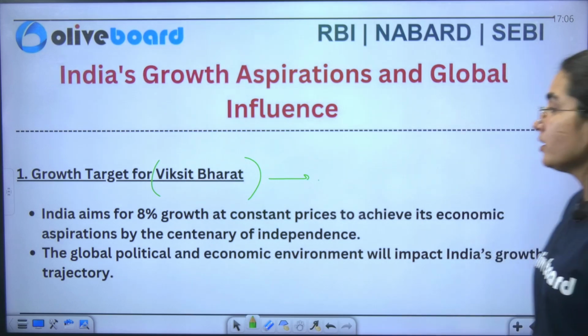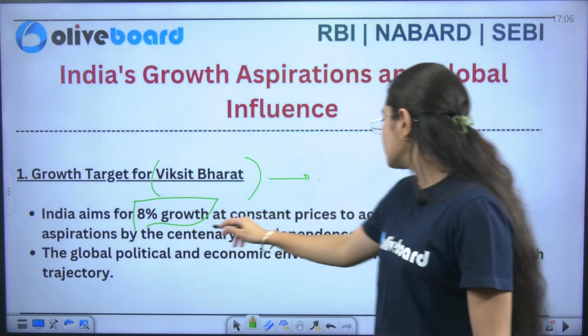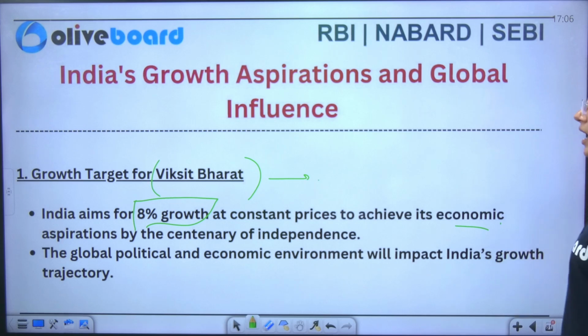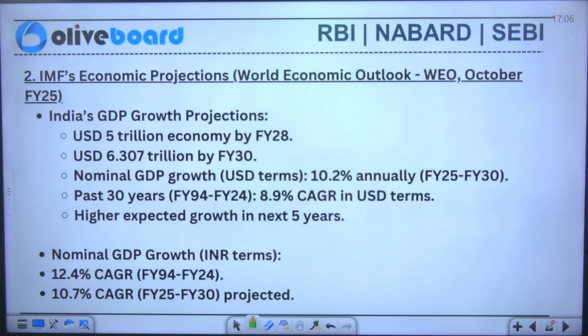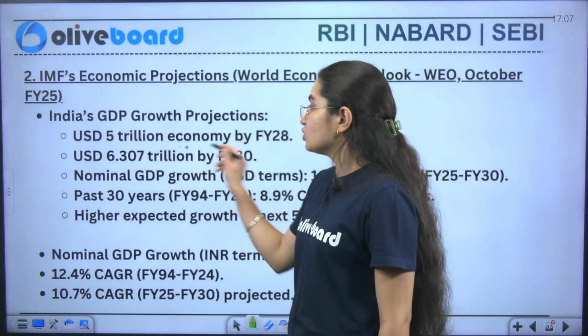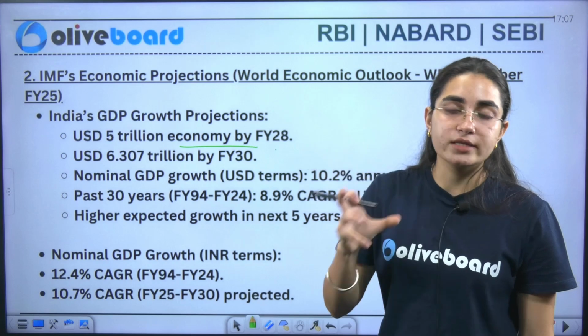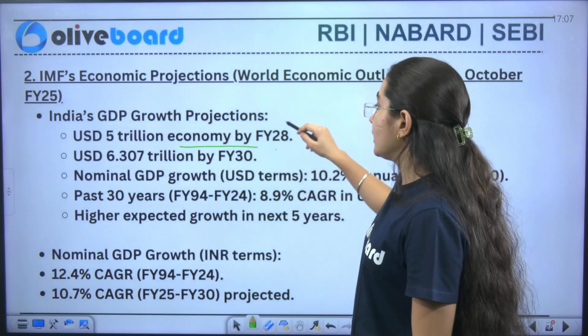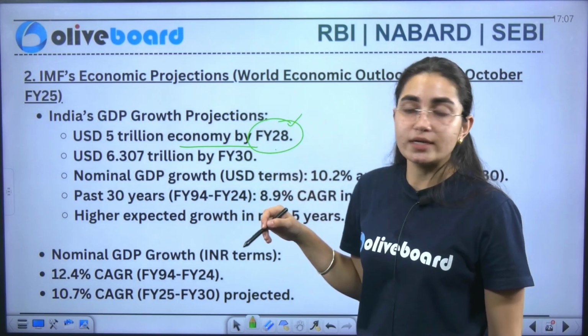So India aims for 8% growth at constant prices to achieve its economic aspirations by the centenary of independence, and the global political and economic environment will impact India's growth trajectory. Next, if I talk about the IMF's projection here, the World Economic Outlook, WEO October, financial year 2025 says that the IMF is projecting that we can stand at a USD 5 trillion economy by financial year 2028.